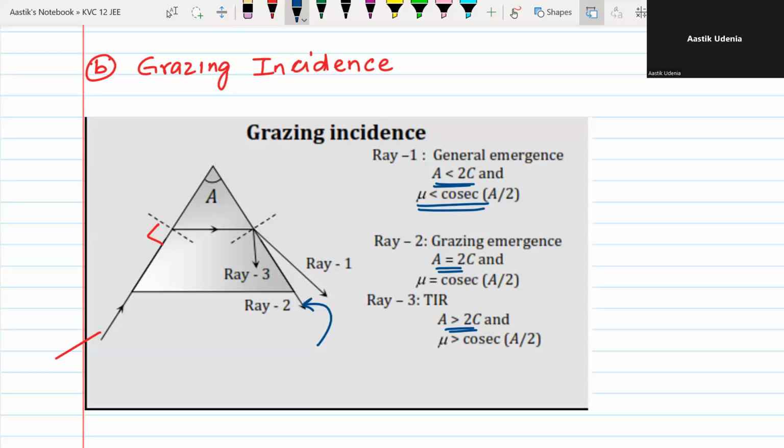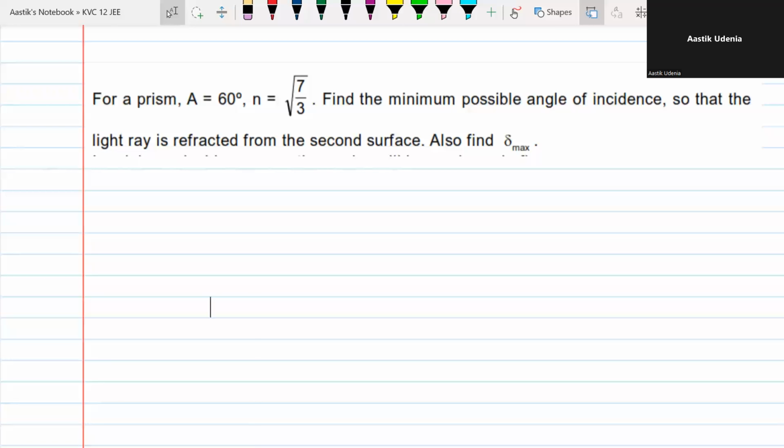This was a question that came in one of the JEE. Let's see if you can do it for me. For a prism, the angle is 60 degrees. n, the refractive index, is root 7 by 3. Find the minimum possible angle of incidence so that the ray is refracted from the second surface.